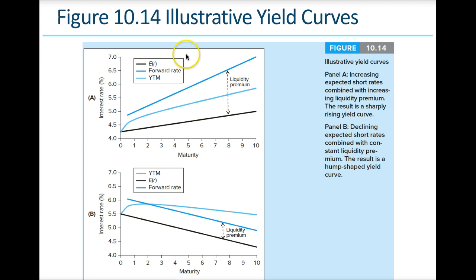In this graphic, we can see that as maturities grow longer in time, the liquidity preference is also going to change between the expected return, the forward rate, and the yield to maturity. When the maturities are only a few years, the premium required for liquidity is going to be lower compared to longer maturities.